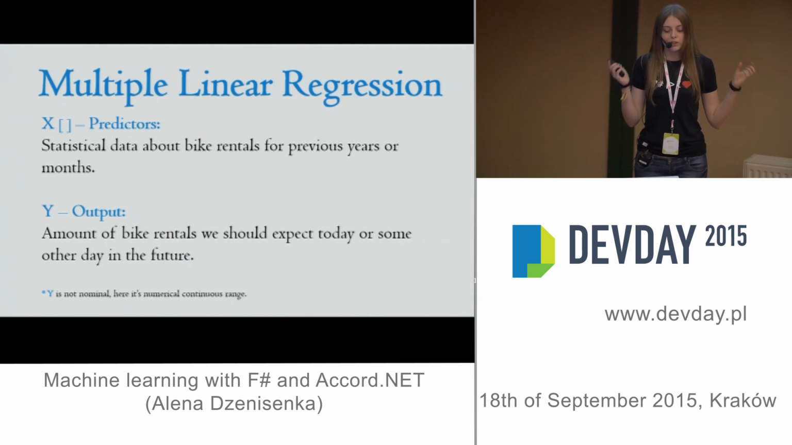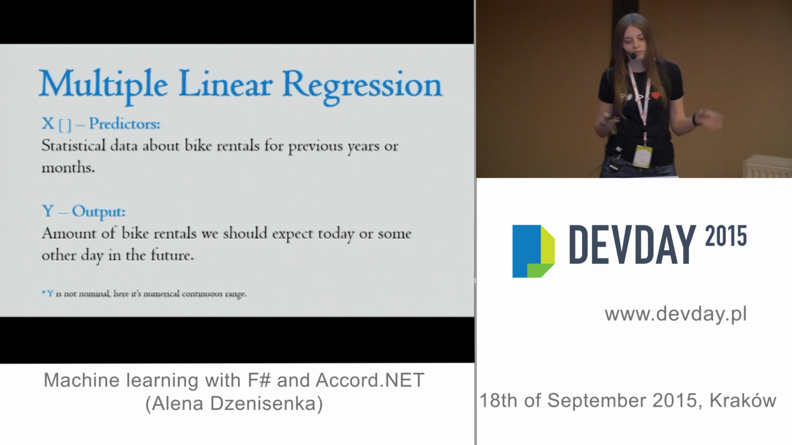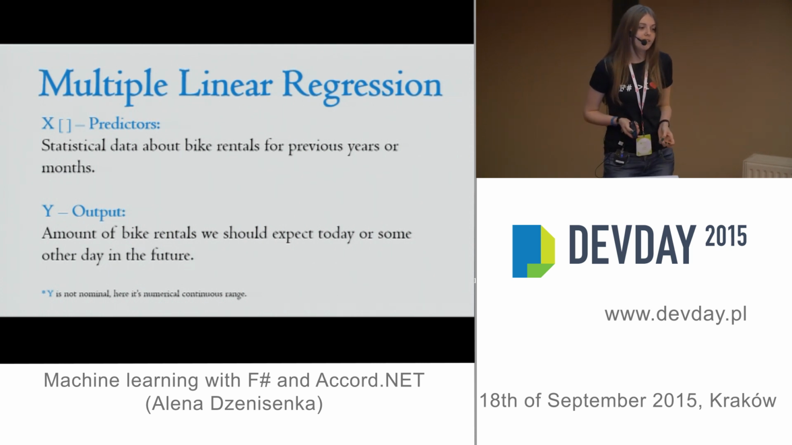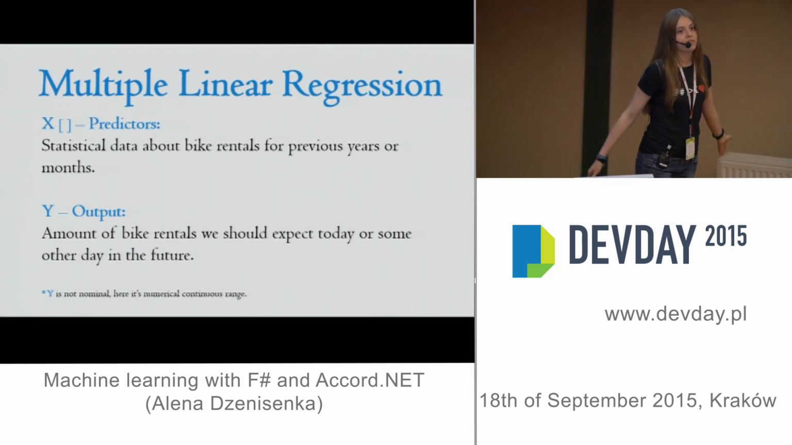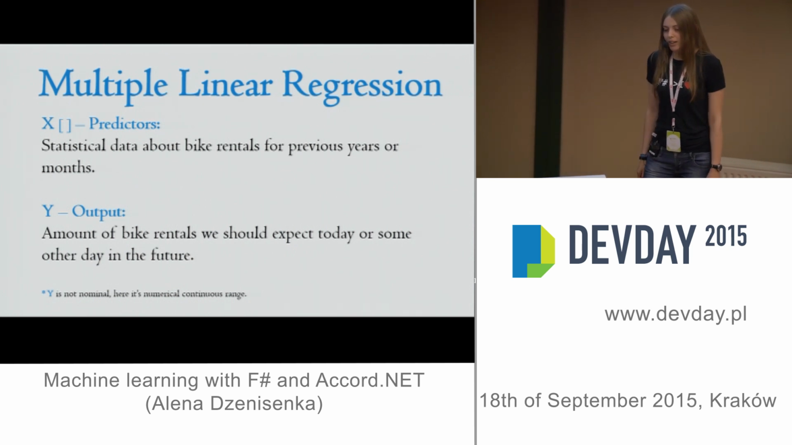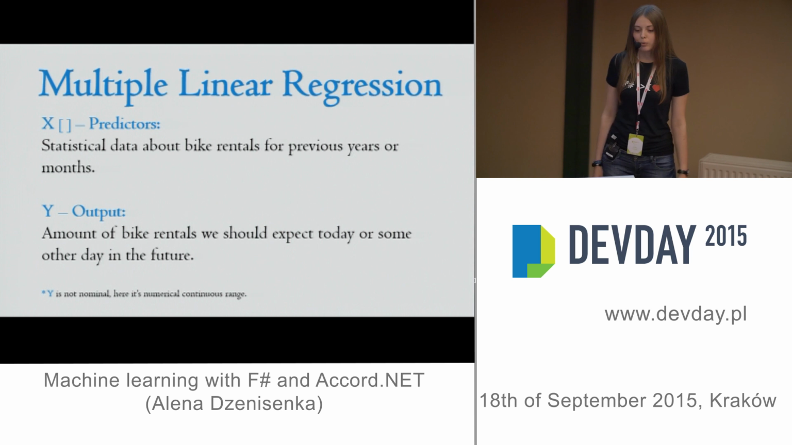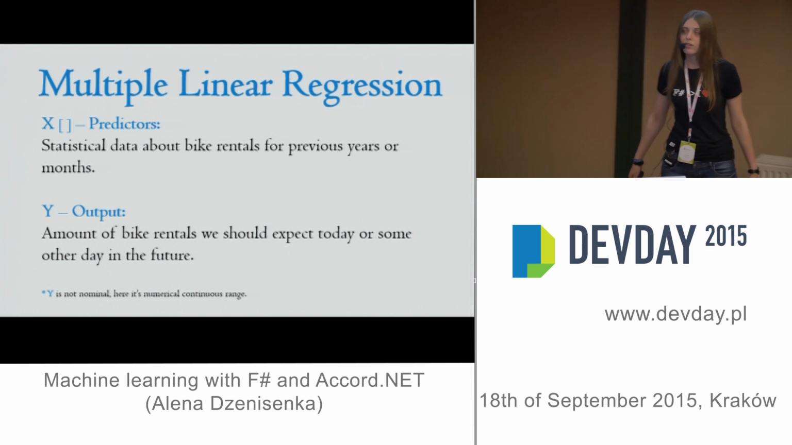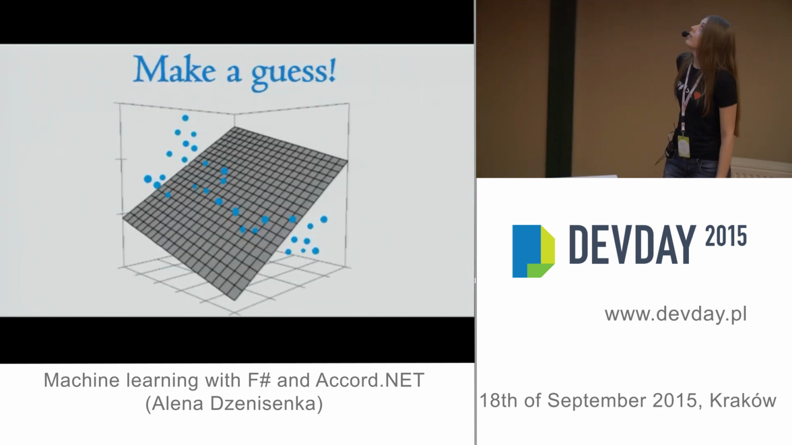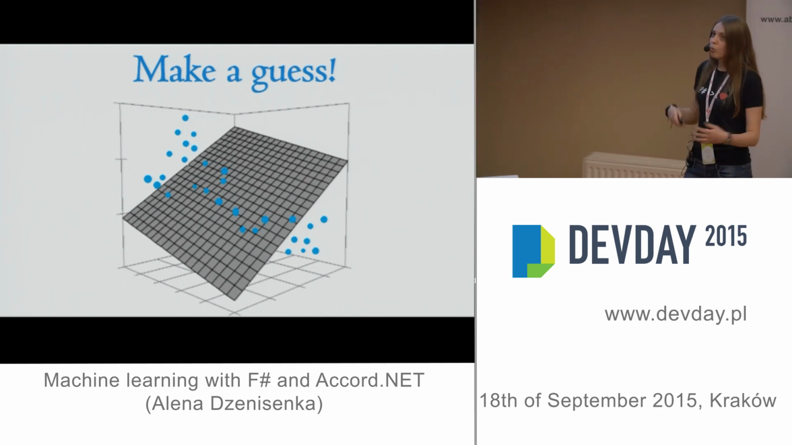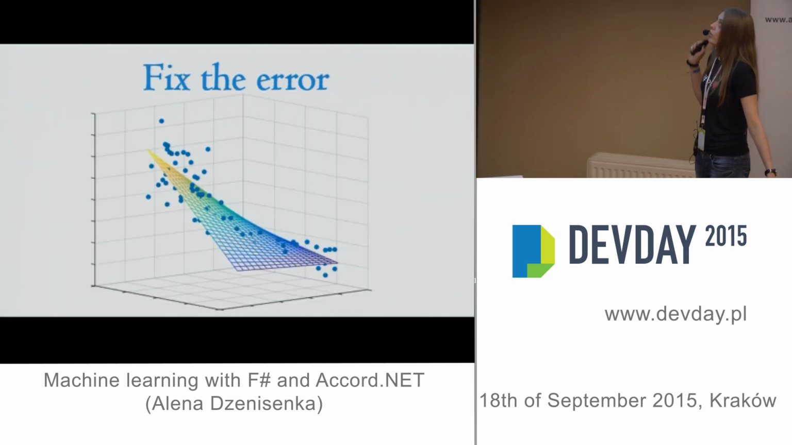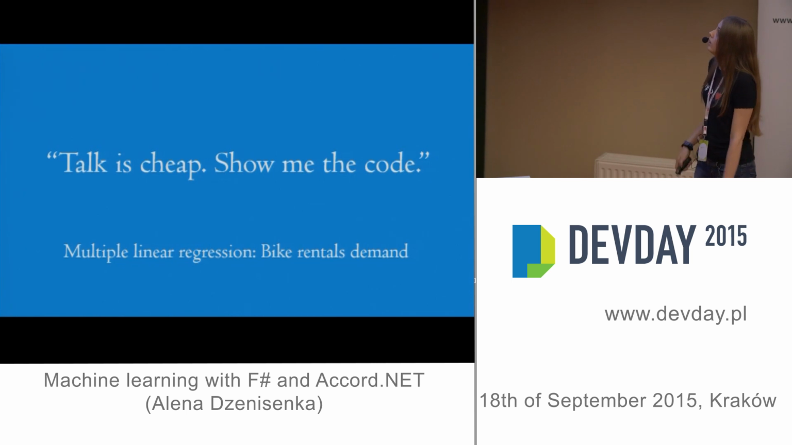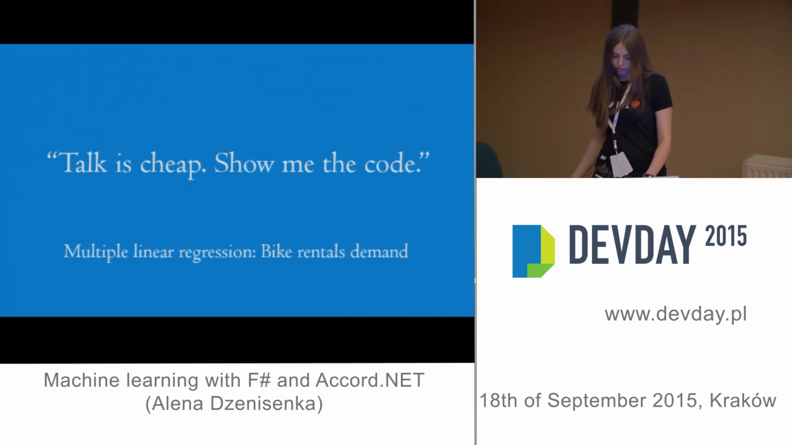But now let's look into an example where we have several predictors, several features, and an output. Let's say we want to predict the demand on bike rentals on some day in the future. We have some statistical data about the bikes, and we want to guess how many of them will be rented someday in the future. So it is more complicated than a line. It can be two or more dimensional, like a data dimensional. And when our guess is correct, our shape will optimally fit the data. So let's look into some F# code.